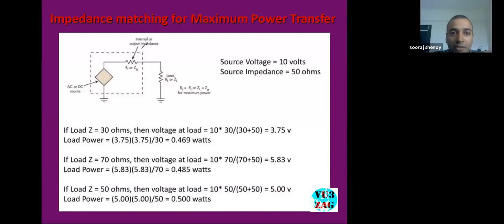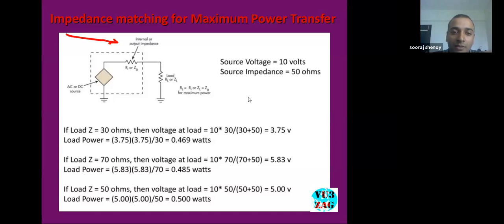Now let's talk about the power transfer theorem. This is a small signal representation of a simple circuit. The dotted box is a device which has a source signal as well as an input impedance represented by RG. Okay, and it is connected to a load resistor which has an impedance of ZL and resistive value RL.